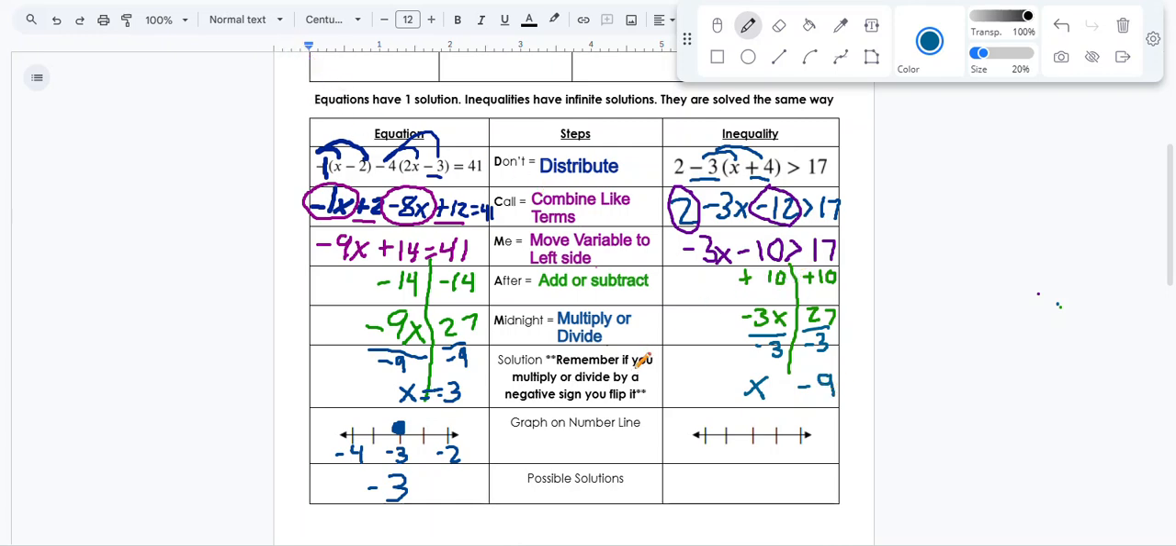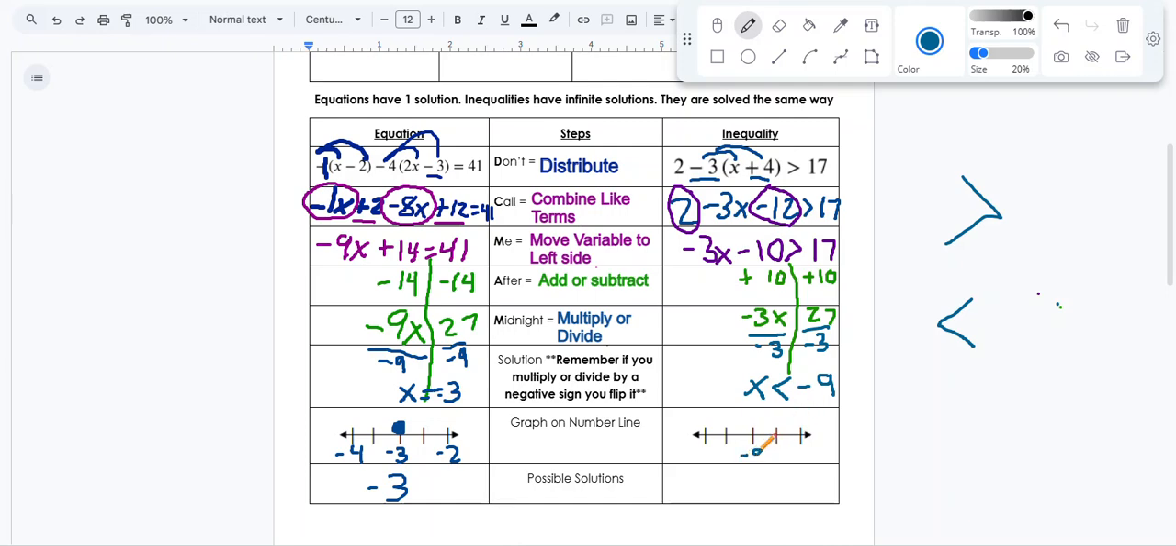Okay, so there's a special rule when you're solving inequalities. Whenever you multiply or divide by a negative sign, you flip it. So that means whenever I multiply or divide, when I'm getting rid of whatever's with the variable and it's a negative, I have to flip my inequality sign. So my original inequality sign was a greater than sign. So now that I divided this by negative 3, I have to flip that and make it a less than sign. So my answer would be x is less than negative 9.